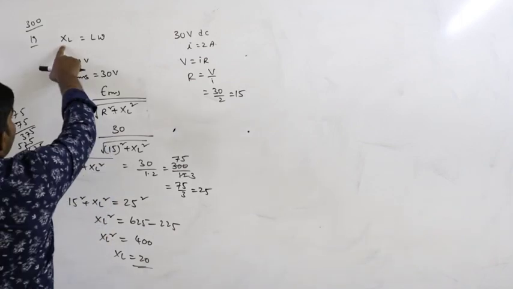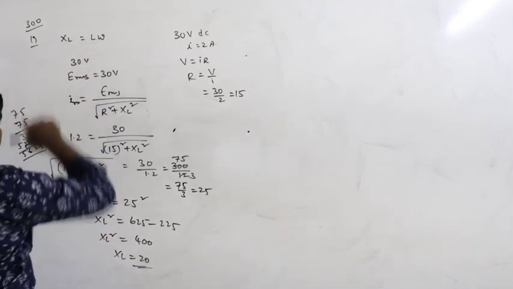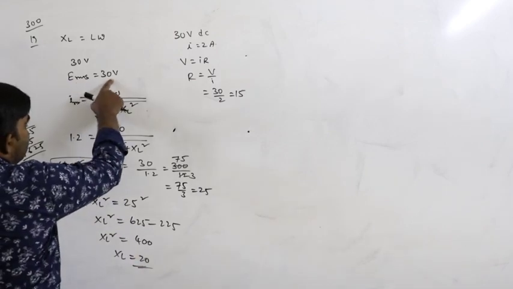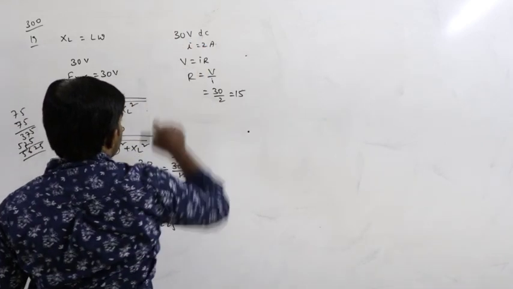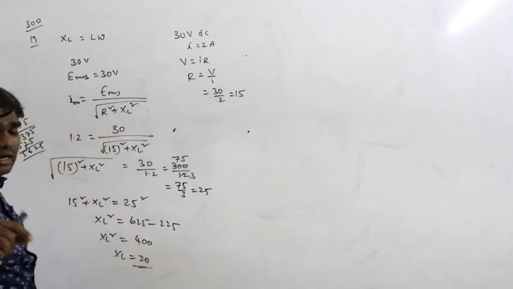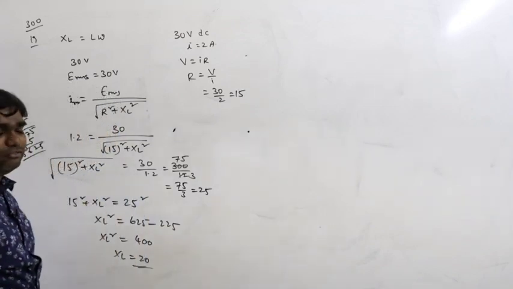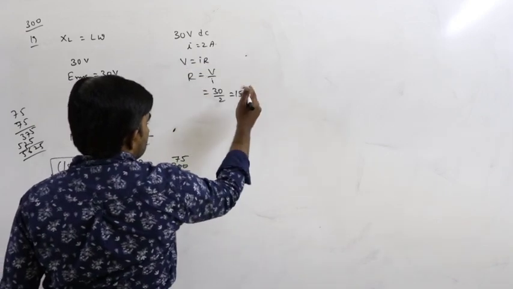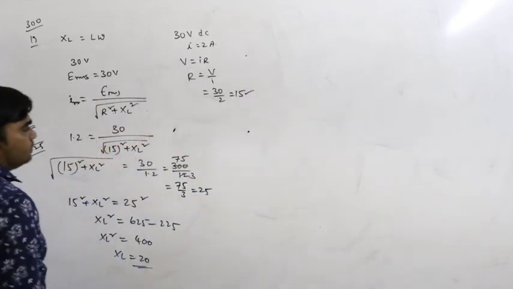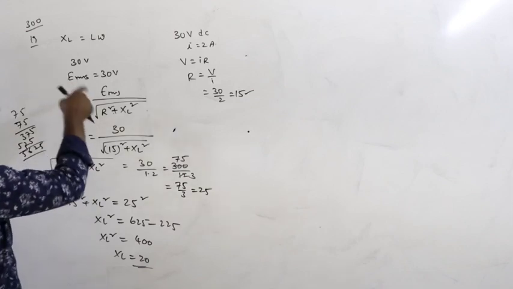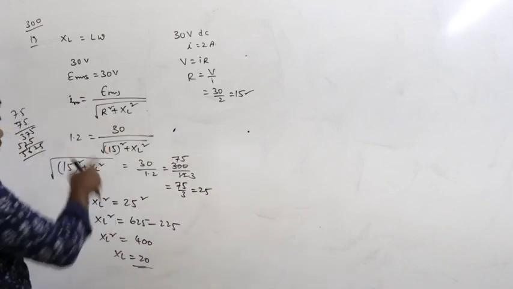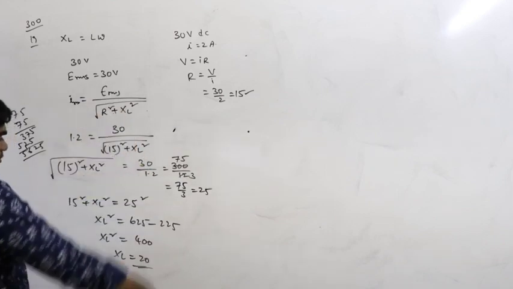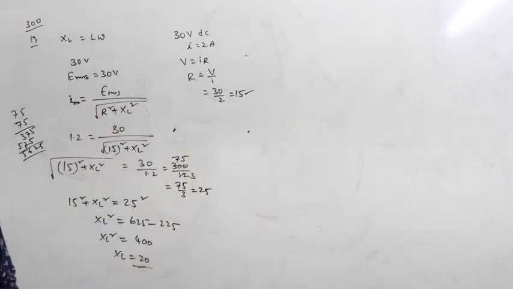So here, first we have to calculate the inductive reactance, that is L omega. ERMS is given as 30 volts and 30 volts DC is given. In the case of DC, the inductor does not oppose any EMF, so directly V equals IR. The resistance we got is 15. If the AC supply is connected, then the current is measured as 1.2 and ERMS is given as 30. Simply it is like that.